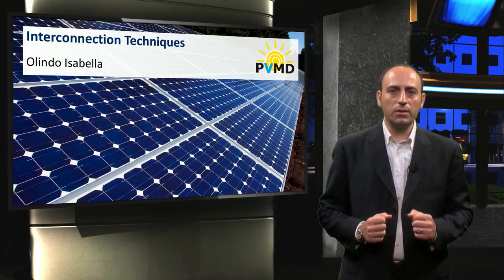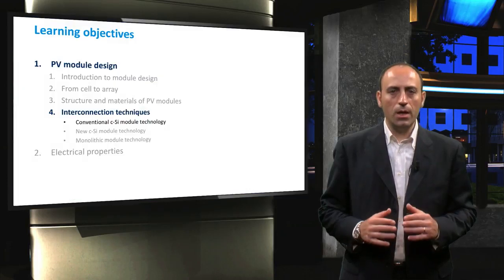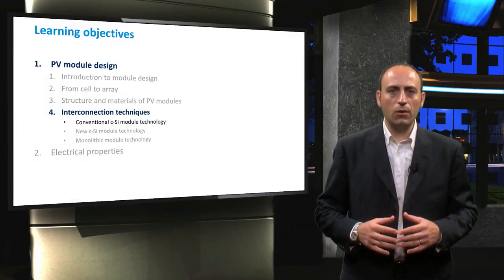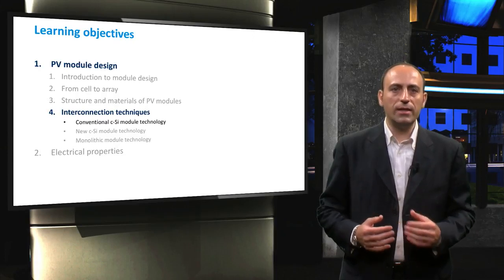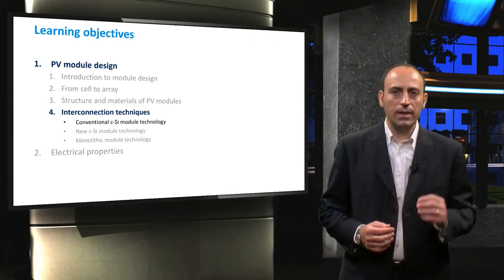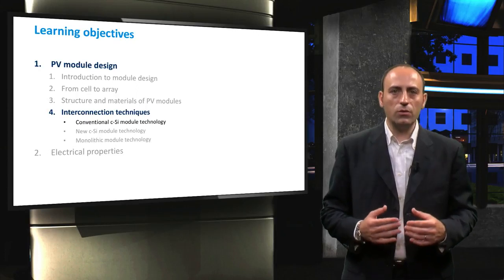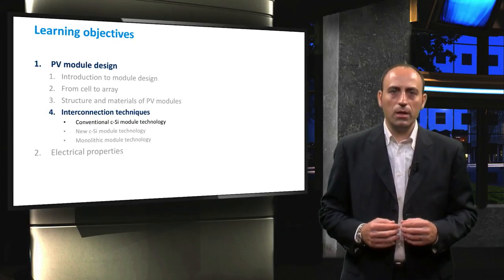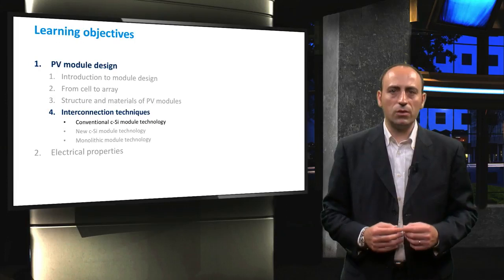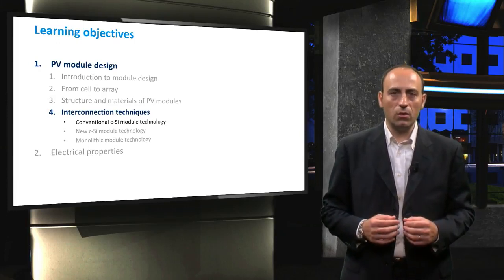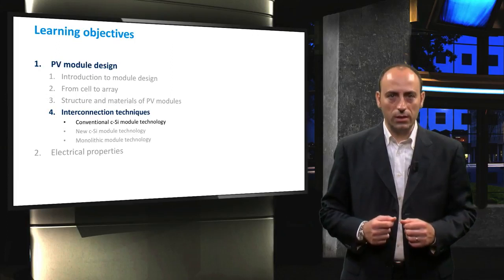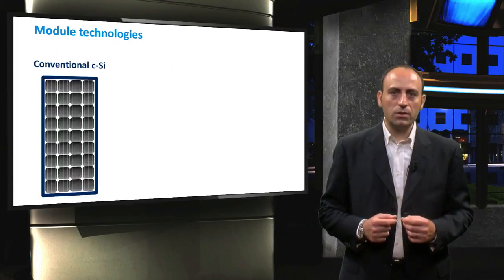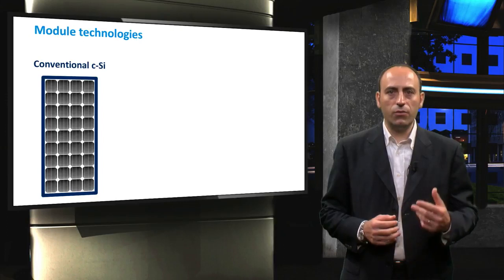In this video, we will discuss the different interconnection techniques used for solar cells. In order to fabricate a PV module out of an array of solar cells, there are different ways to electrically interconnect them. The technique used depends strongly on the PV technology in question. In this video, we will discuss the connection in conventional crystalline silicon technologies, and in the next video, we will discuss other interconnection techniques. The interconnections can be roughly divided into three groups.